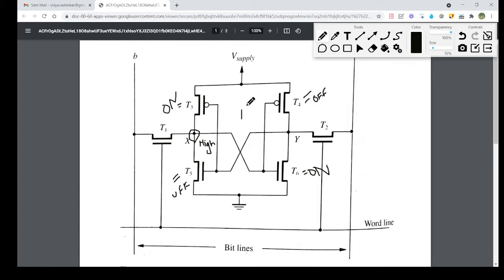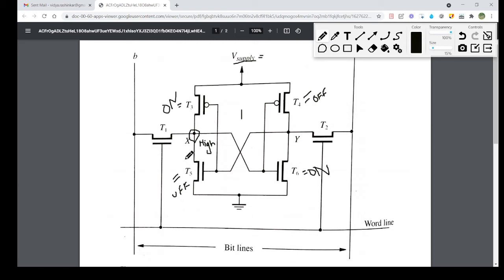So this is how we can retain the value within this cell. In order to retain this value, the power supply to these transistors is very much needed. Until the V supply passes the voltage to this circuit, it is going to retain the value. Once this power supply turns off, either accidentally or during the power off, the value which is stored in a cell will be lost permanently.